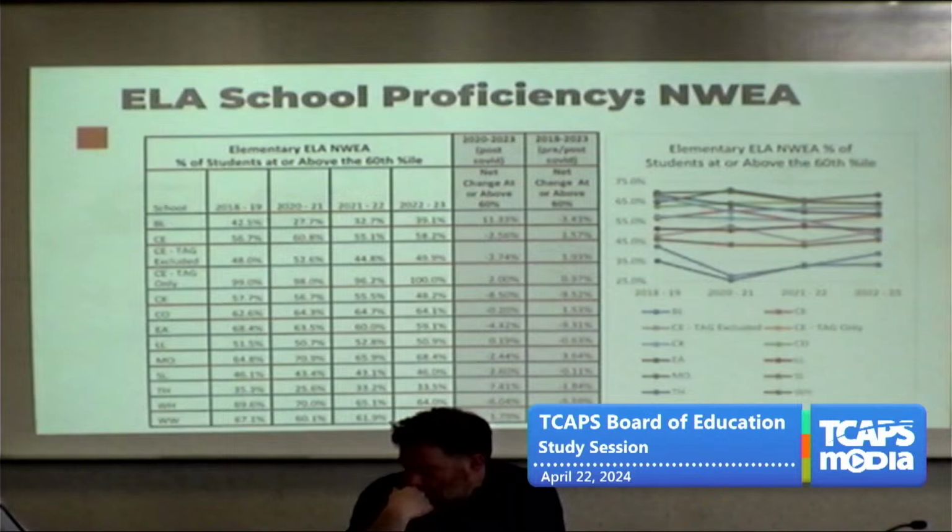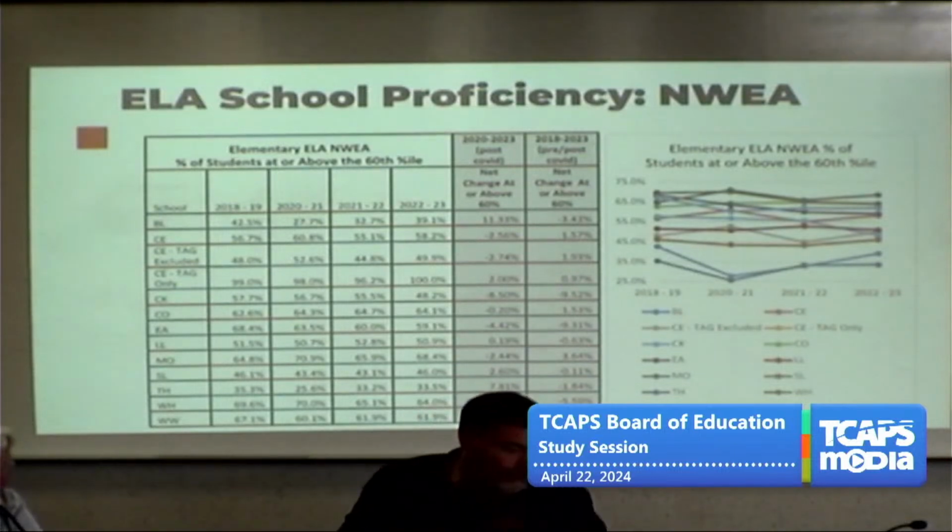So for ELA NWEA school proficiency, you see, again, very similarly, some of the schools are rebounding at a pretty good rate, but most still are in the negative on the far right column, which compares prior to COVID and where we are last spring.